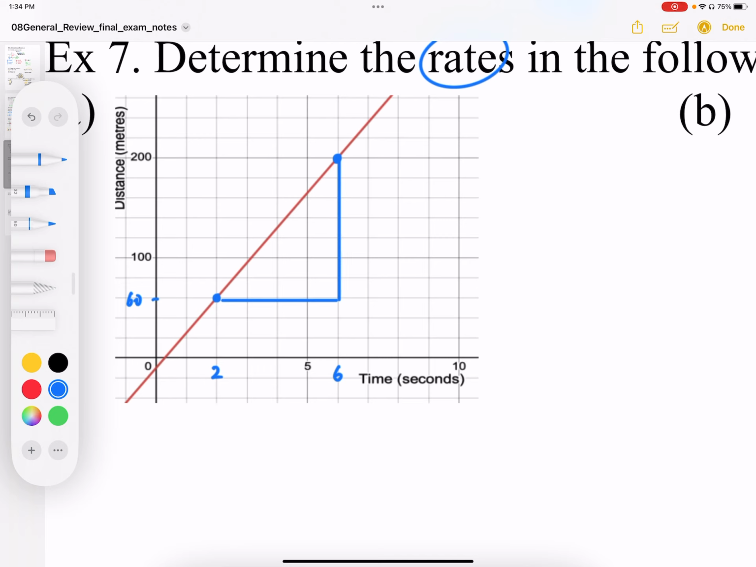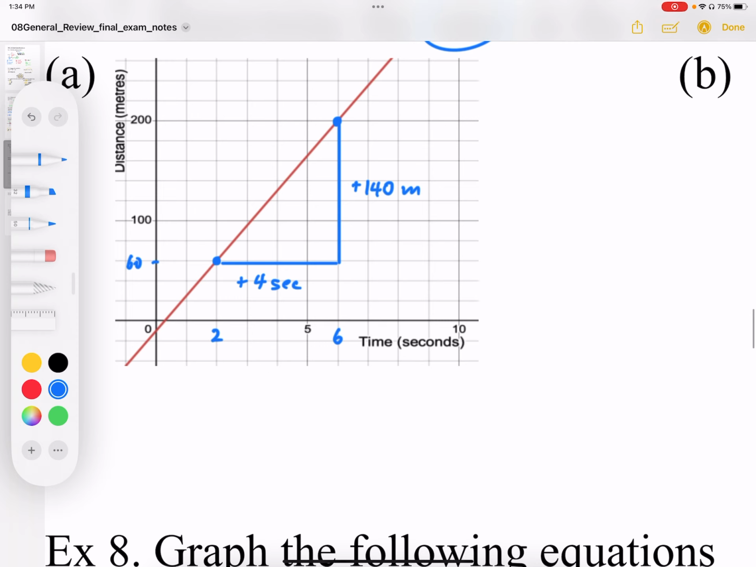And we're going to find the difference or subtract the y coordinates. So we end up going up 140 meters. And this happened across 6 minus 2 or 4 seconds. Okay, so we're going to have our slope ratio, which is our rate, works out to be 140 meters for 4 seconds. We can write this as a unit rate by dividing, and when we divide, we get 35 meters per second. So that's our rate, and we have our units.